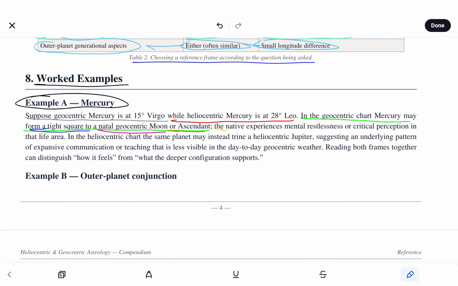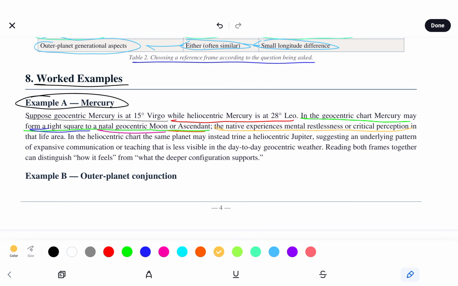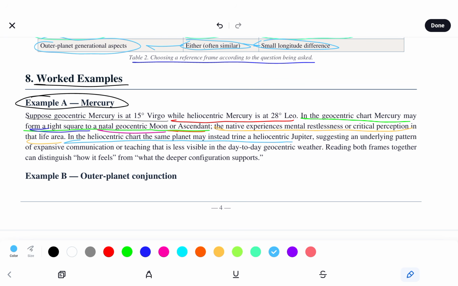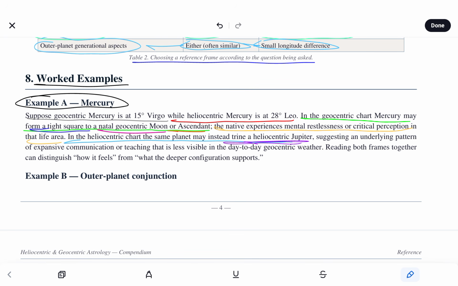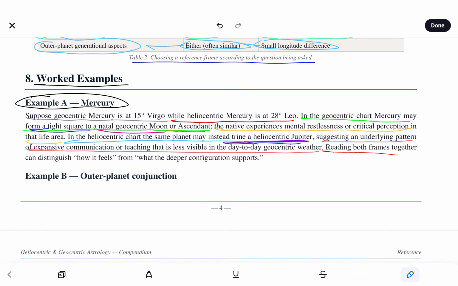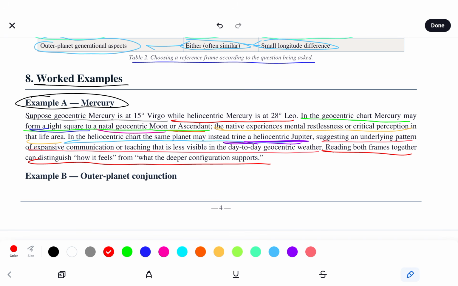So the native experiences mental restlessness or critical perception in that life area. And then we see in the heliochart, the same planet may instead trine a Helio-Jupiter, suggesting an underlying pattern of expansive communication or teaching that is less visible in the day-to-day geo-weather. Reading both frames together can distinguish how it feels from what the deeper configuration supports.